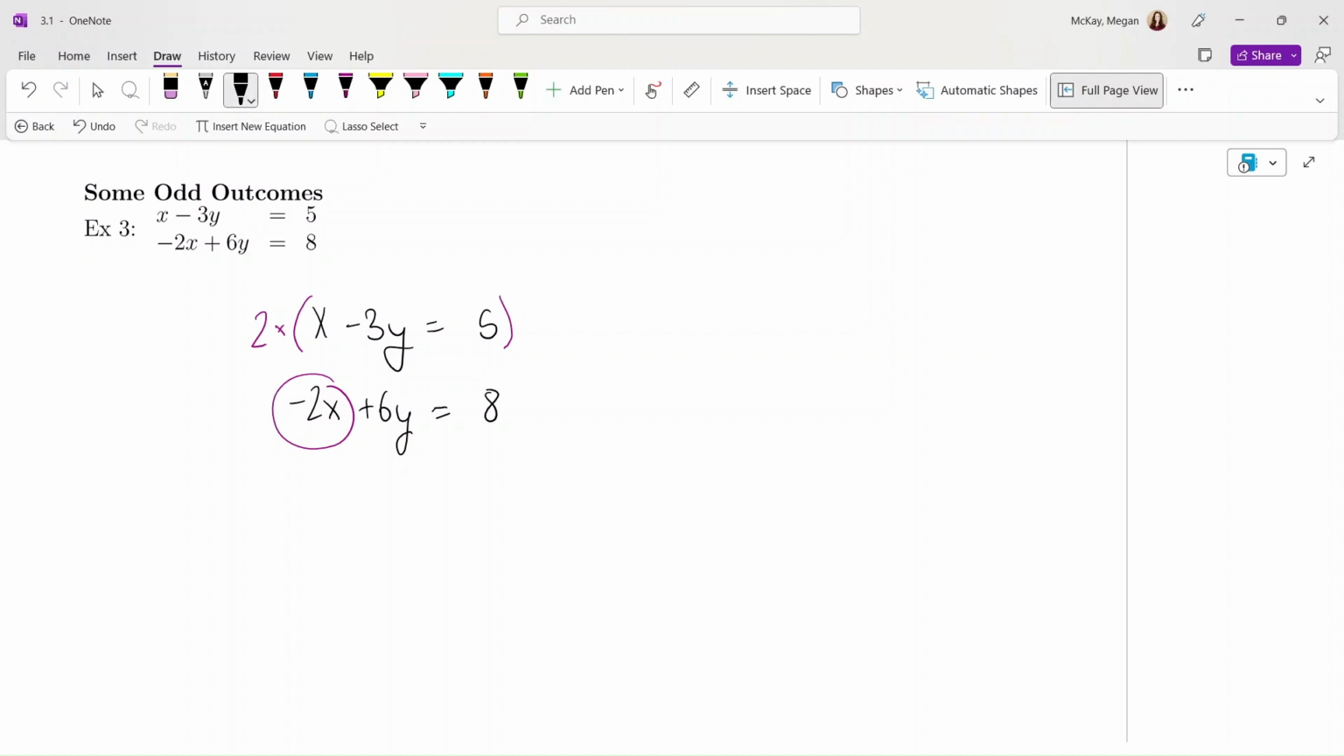Let's see what happens when we work this out. We'll end up with 2x minus 6y is equal to 10. Alright, we didn't need to change the bottom equation. We're still left with negative 2x plus 6y is equal to 8. And now we have a positive 2x and a negative 2x that will cancel themselves out when we add the equations together. So let's go ahead and add these equations again. Let's put parentheses around this bottom equation.